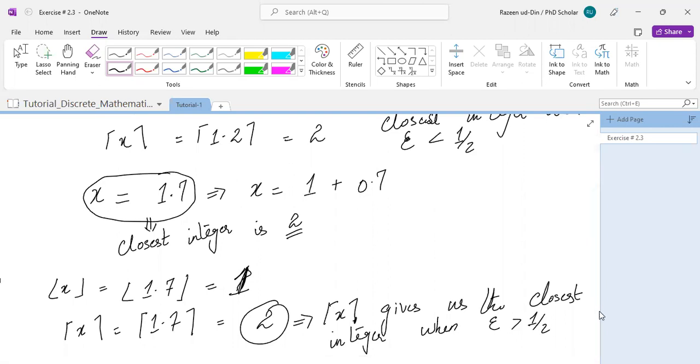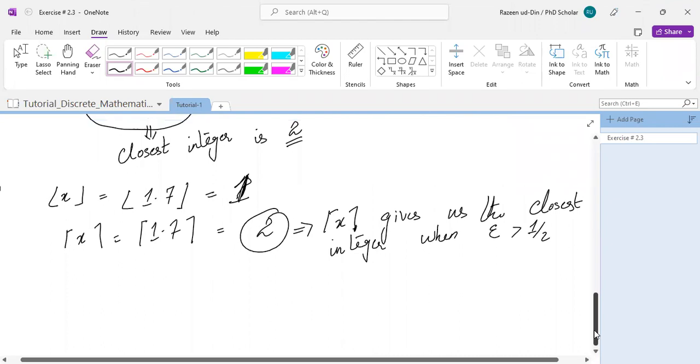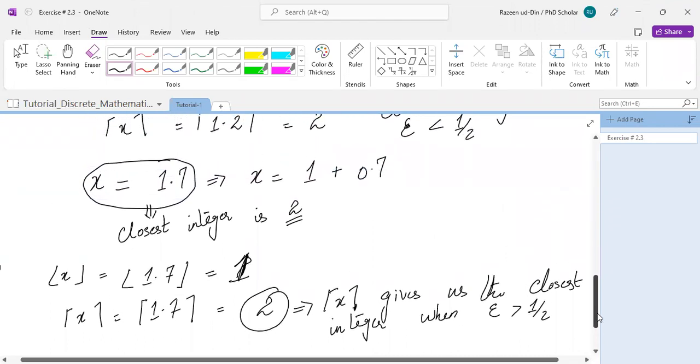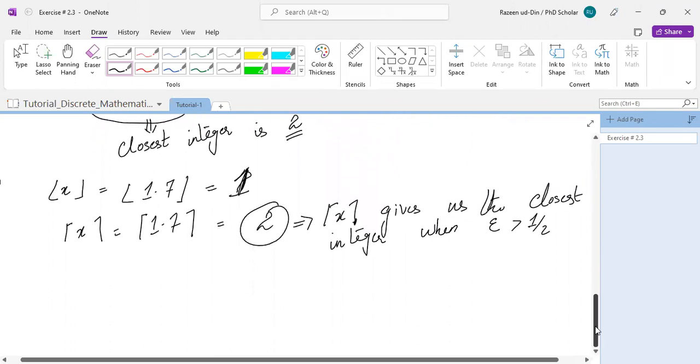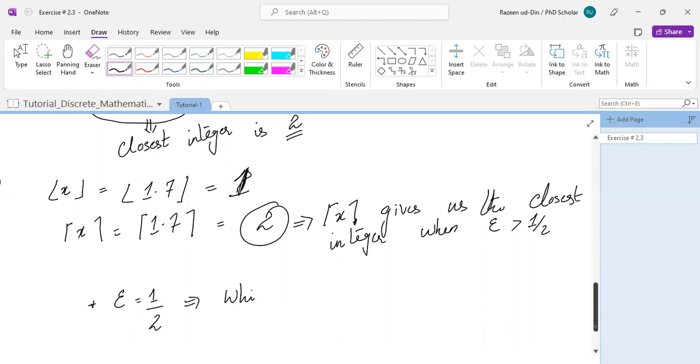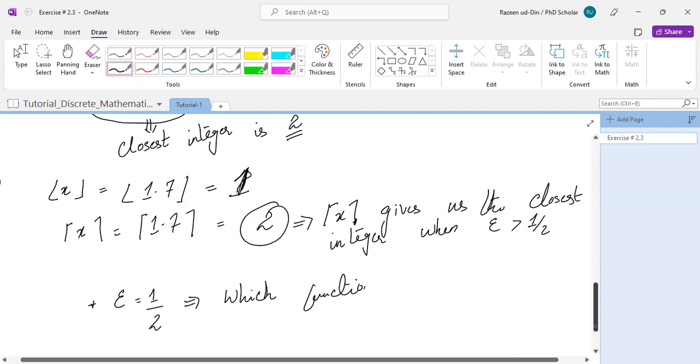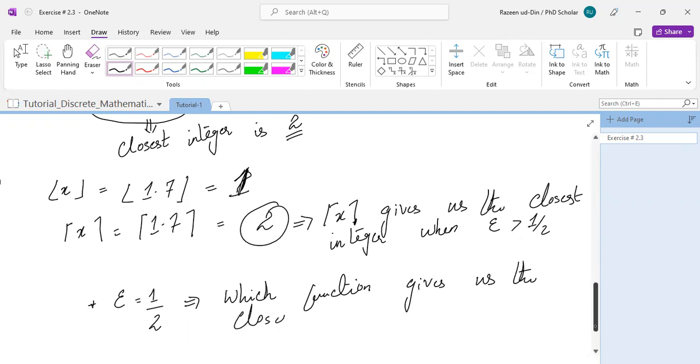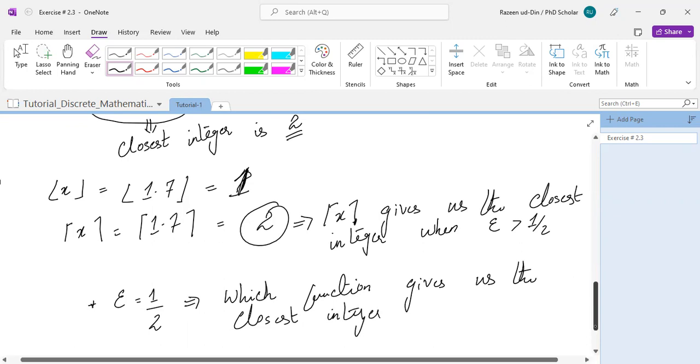So as a brainstorming exercise, the question for you all: what if epsilon is half? In that case, which function gives us the closest integer? And the answer is both of them, floor and ceiling.